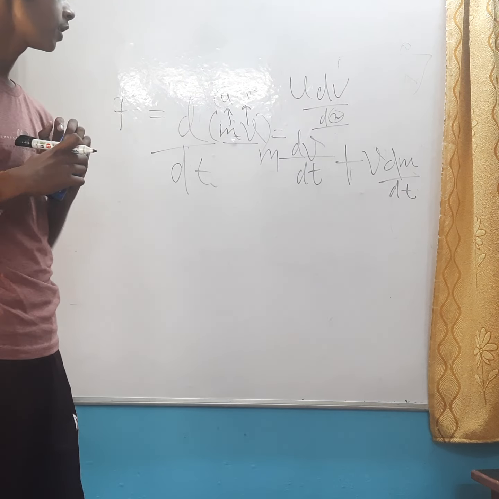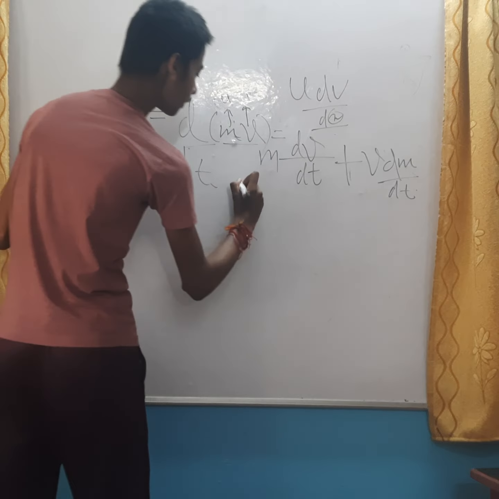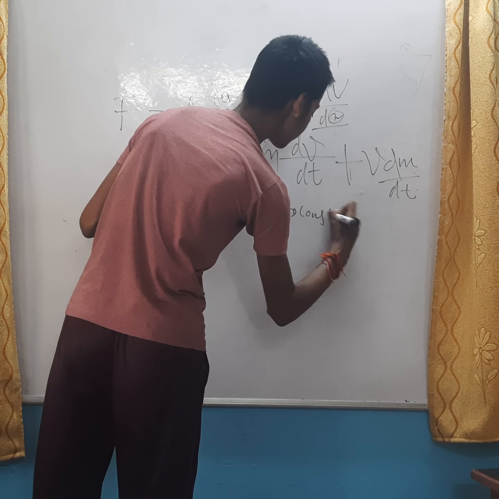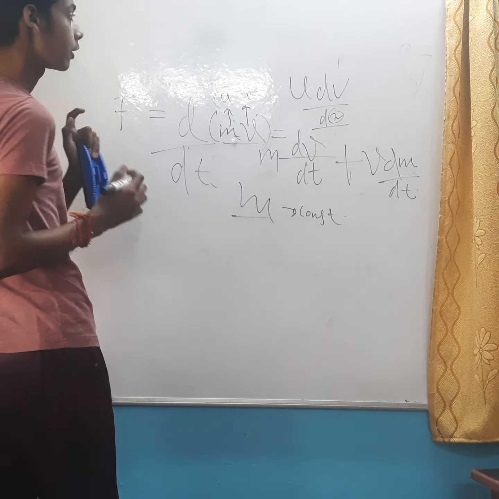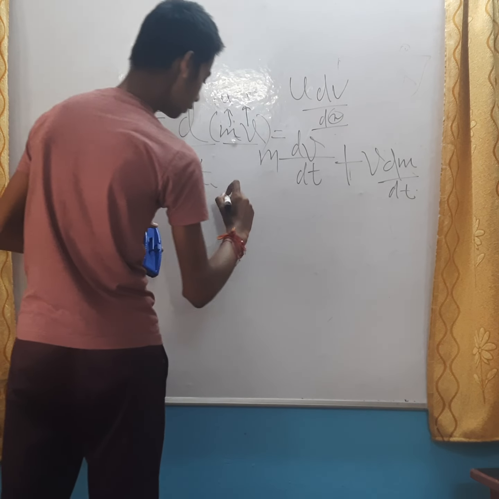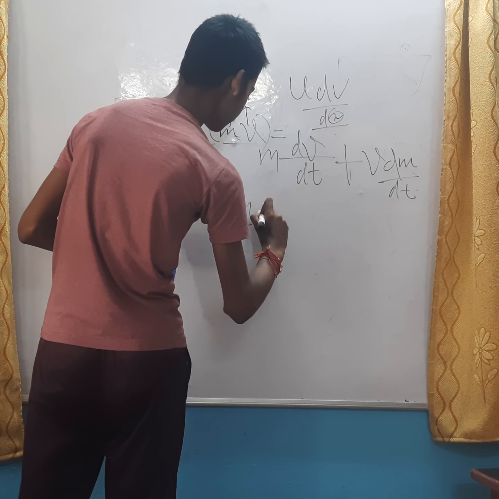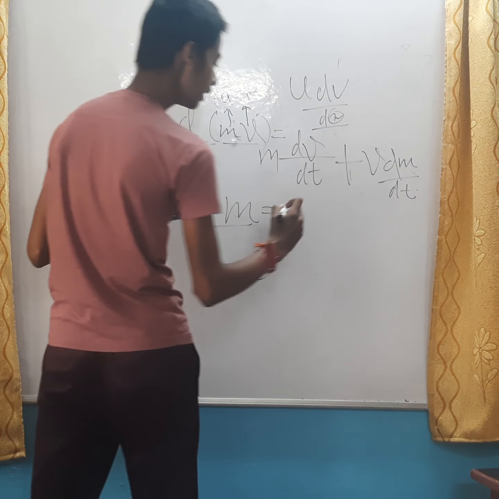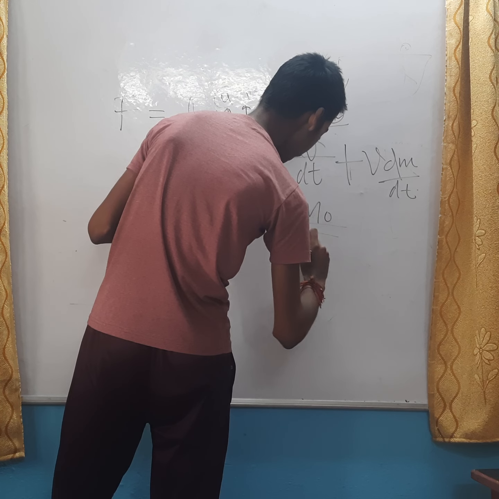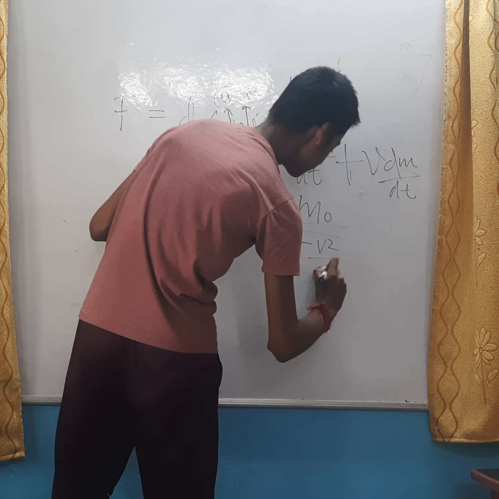So how does force equal ma? Generally we take mass as constant. Why do we take mass as constant? Because there is an equation for mass, you may have seen it. If we take the mass of a moving body, then its mass is equal to m naught divided by the square root of 1 minus v square by c square.